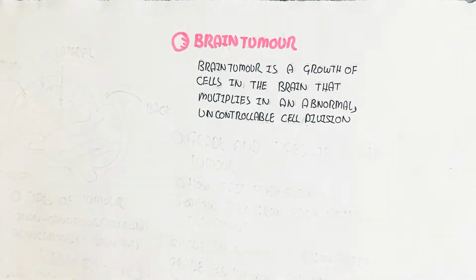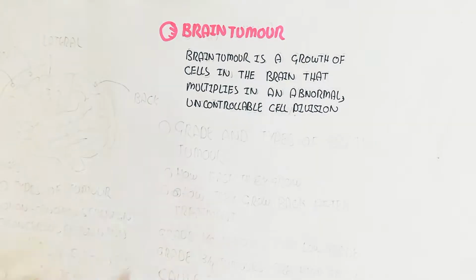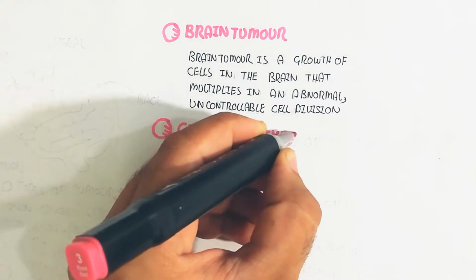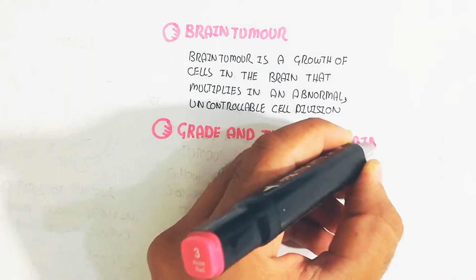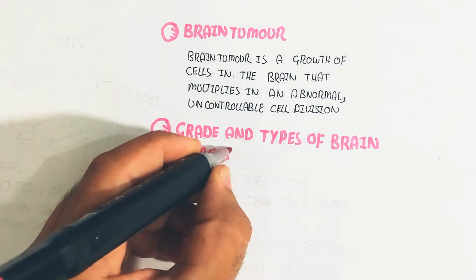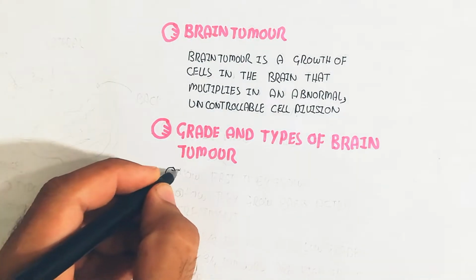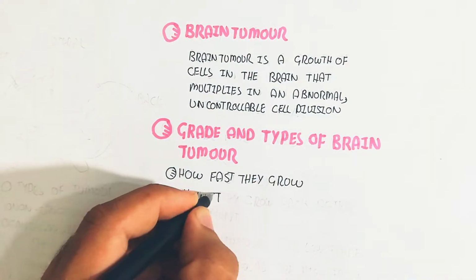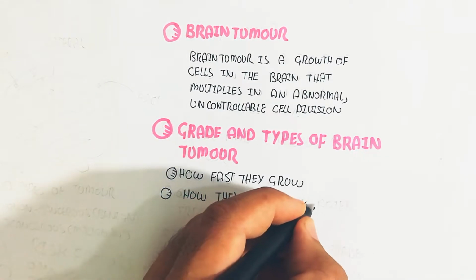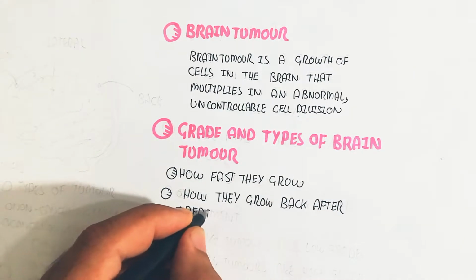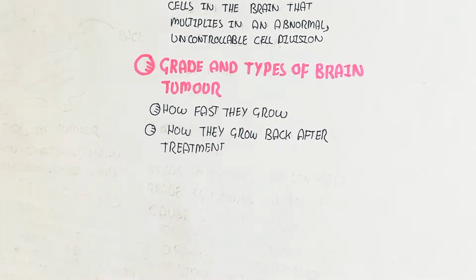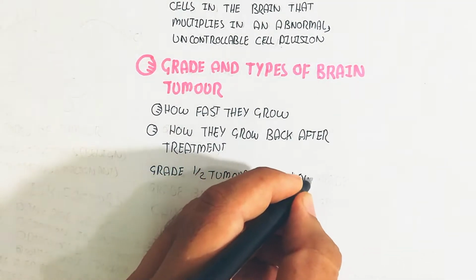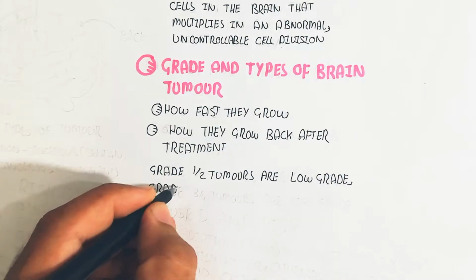The grade and types of brain tumor can be classified by how fast they grow and how they grow back after treatment. Based on this, grade 1 and 2 tumors are low grade, and grade 3 and 4 tumors are high grade.